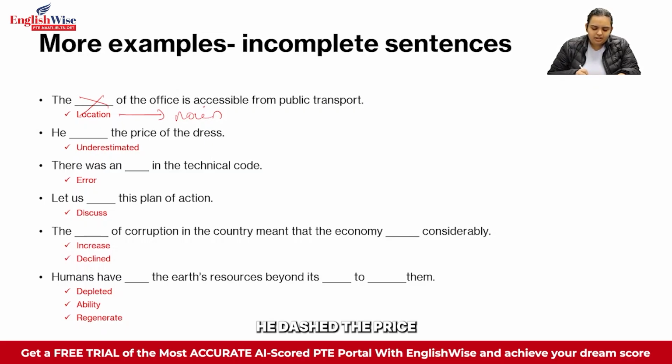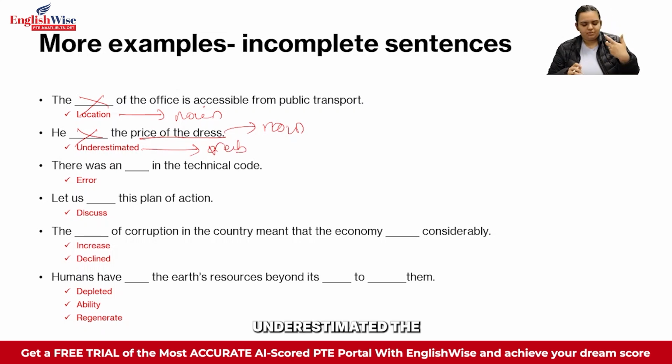"He dash the price of the dress." Again, I will read this sentence without the blank. "He the price of the dress." This doesn't make sense. And price of the dress is already a noun given to me. That means I will put a verb, that is underestimated. So, he underestimated the price of the dress.